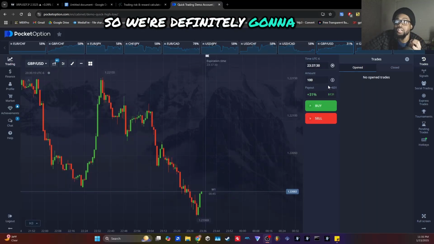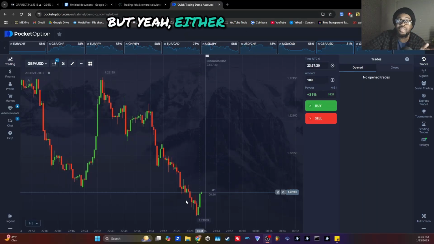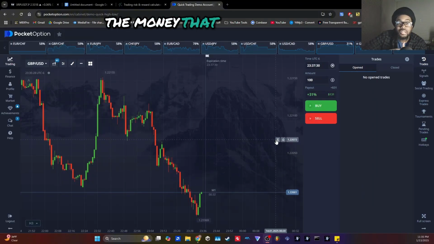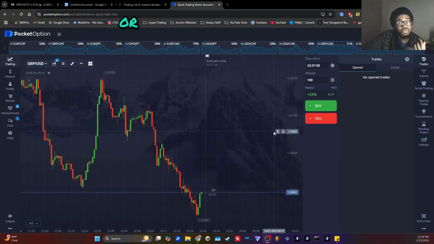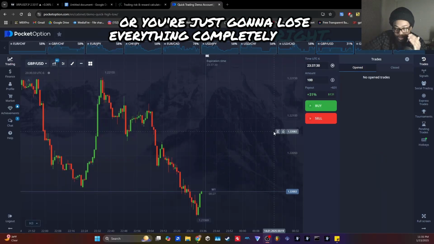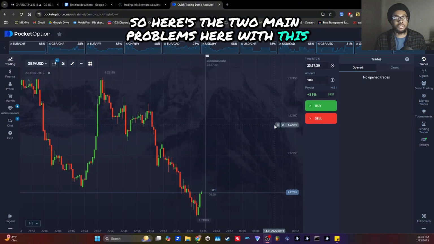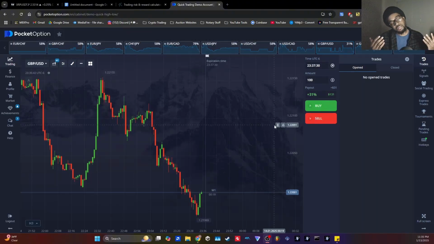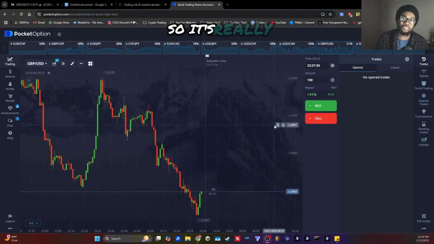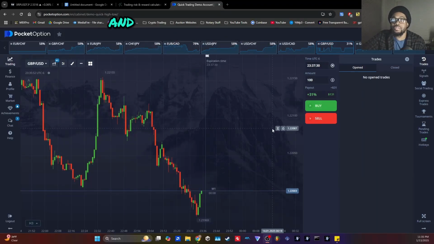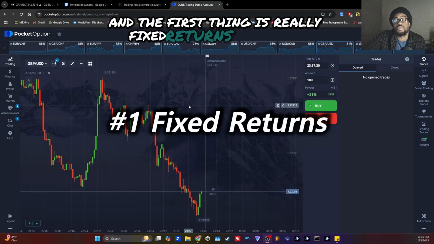So we're definitely going to get into it, but yeah, either you're going to win the bet essentially and you're going to get the money that they said that you won, or you're just going to lose everything completely, right? So here's the two main problems with this model. So it's really truly not set up for you to be successful. And the first thing is really fixed returns basically.